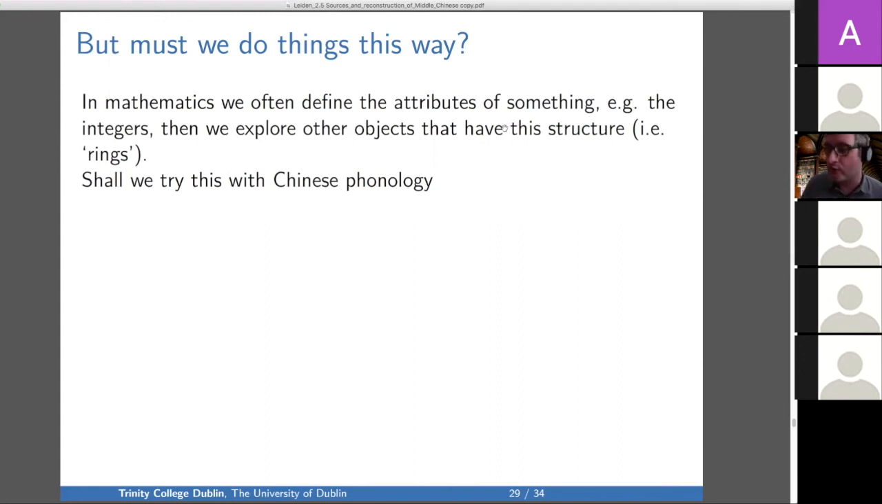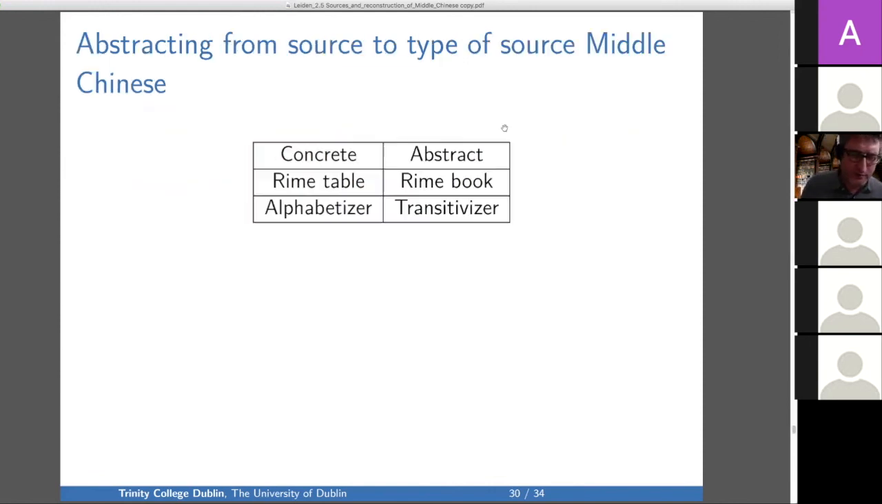And I just want to point out that in mathematics, we oftentimes define the attributes of something, for instance, the integers, one and two and three, they're a set that's closed under addition and subtraction, for example. And then we can abstract away and look at all objects that have those properties. So I want to suggest that as a discipline, we take this approach with historical Chinese phonology.